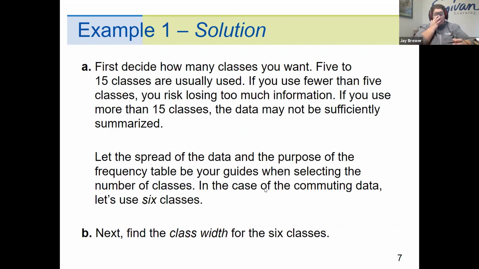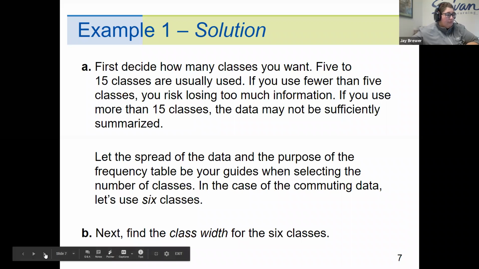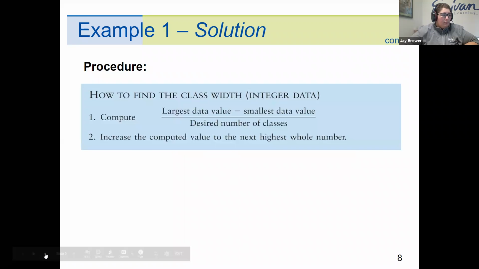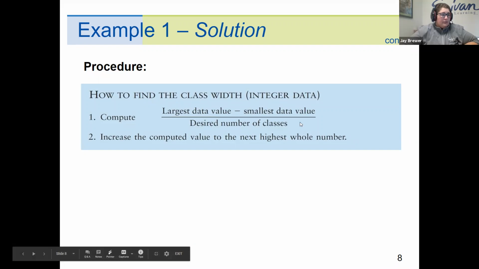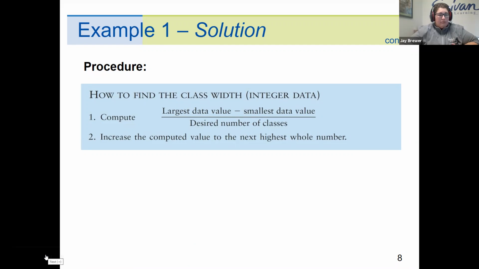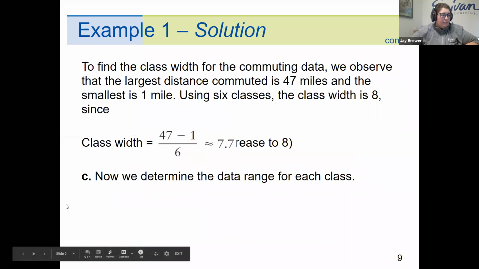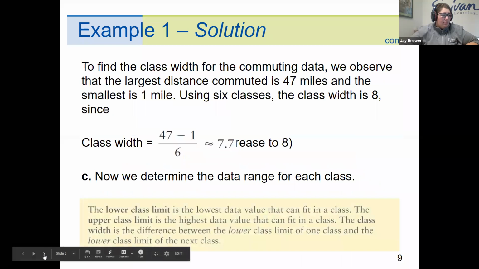Now, if it lets you pick, and you just have to identify, then you can do it the way you want. So yeah, the desired number of classes does not equal anything. It just has to be between 5 and 15. All right.